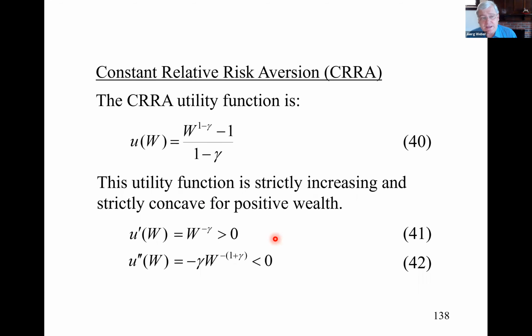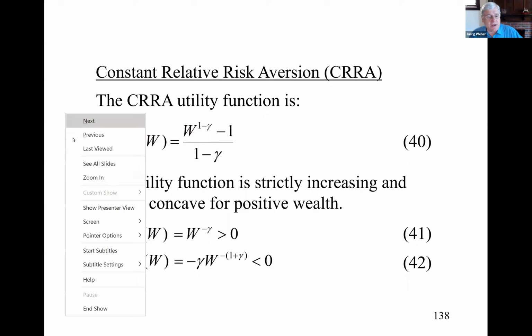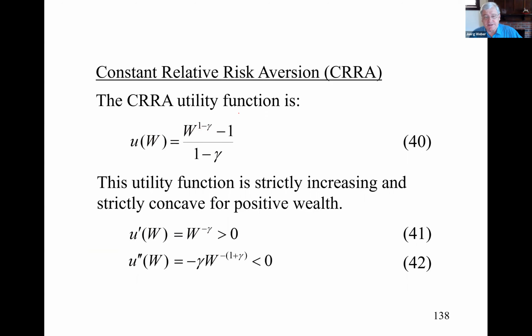So let's try a different model, constant relative risk aversion. Now here you have the functional form again. And that's simply a power function. So gamma is again a parameter, and here we have wealth. Now you can write this down a little bit differently. Let's do it even if it's not so easily done.